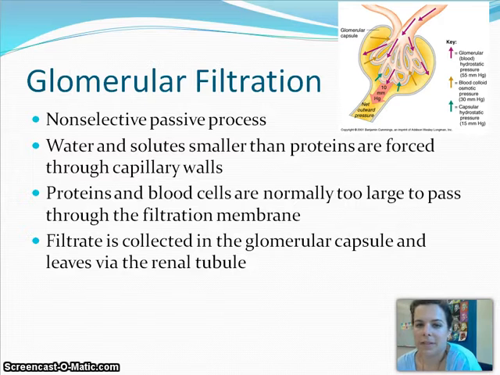Glomerular filtration is non-selective, meaning lots of things come out. So basically everything's coming out of the glomerulus. Water and solutes, anything that's smaller than a protein, is forced through the capillary walls into the Bowman's capsule. But proteins and cells are normally too large to pass through, so they don't go through. And the filtrate is collected via the glomerular capsule and leaves in the renal tubule.